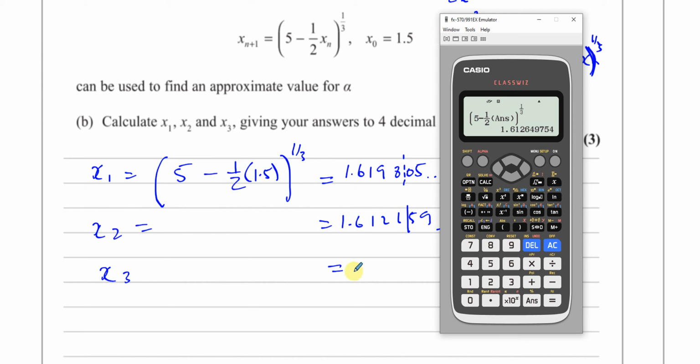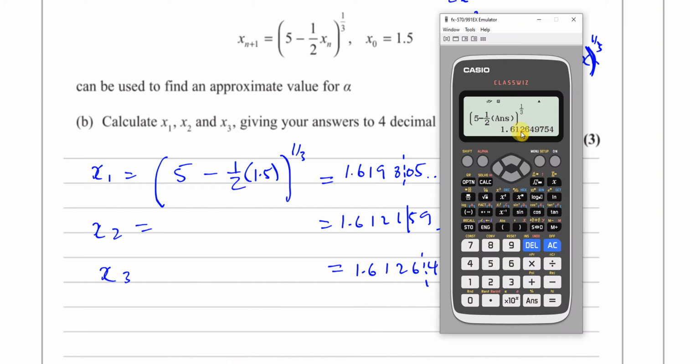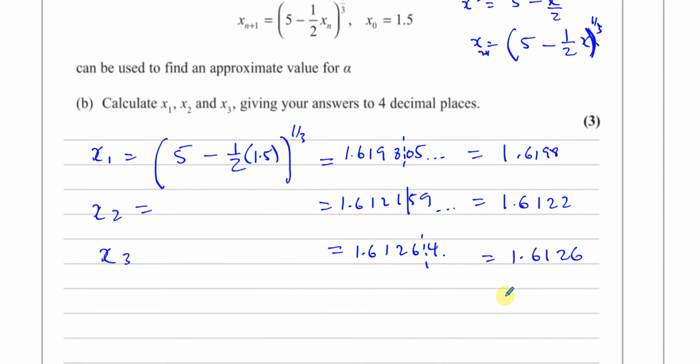So it'll be 1.61264, to 4 decimal places. That's equal to 1.6126. Now that gives me x3. So that's x1, x2, x3. Those are the 3 answers they've asked for in this question.